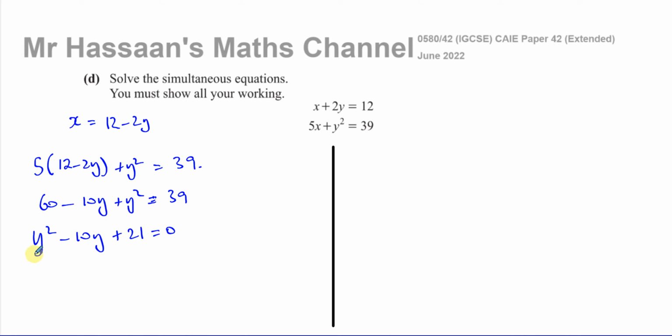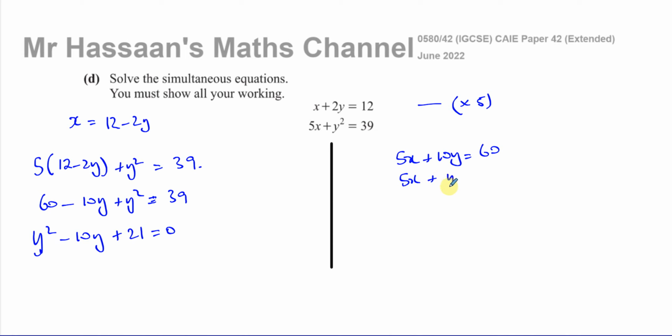All right, and then I'm going to show you how to solve that now, but first of all I'll get to the same stage by dealing with the question in a slightly different way, and that is by using elimination, where I can take this first equation and multiply the whole equation by 5 to make the x's have the same coefficient. So this is going to give you 5x plus 10y equals 60, and this is 5x plus y squared equals 39.